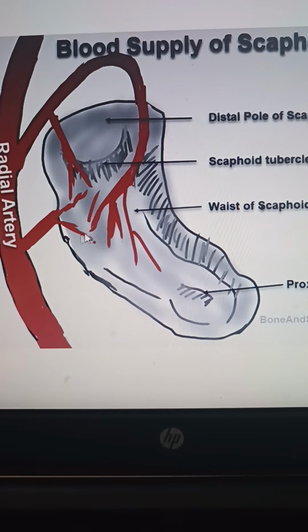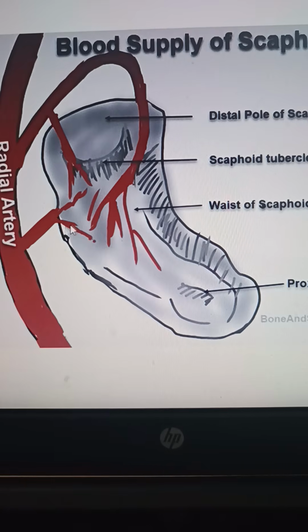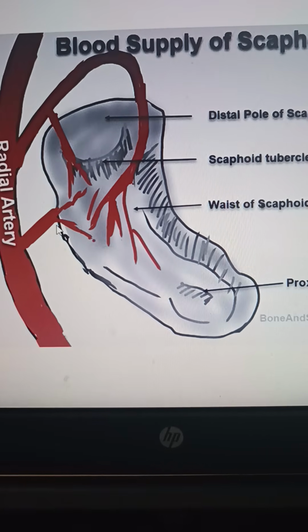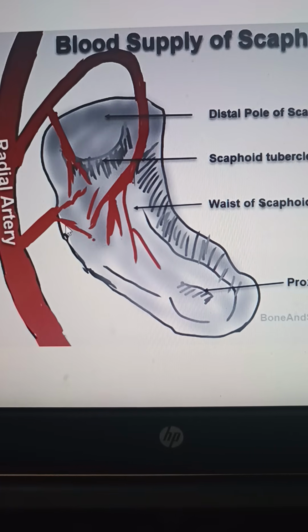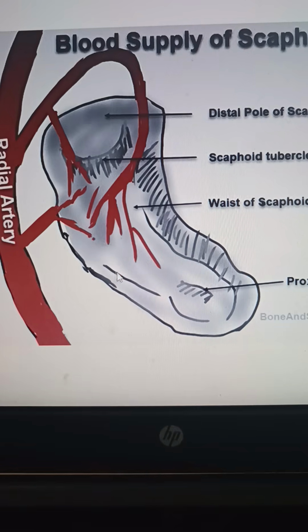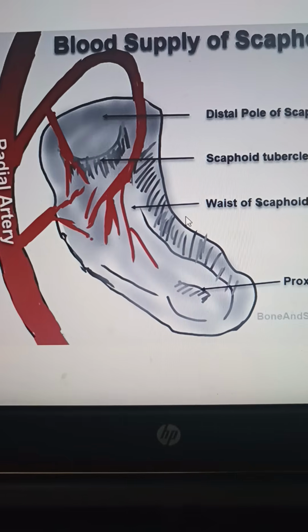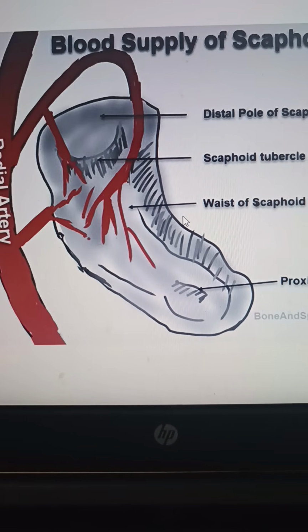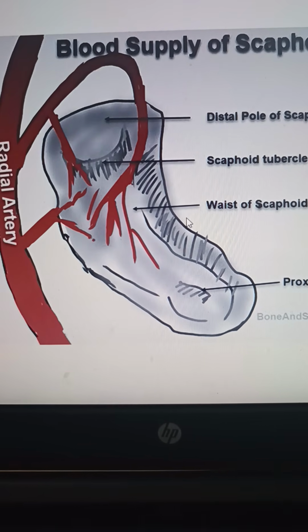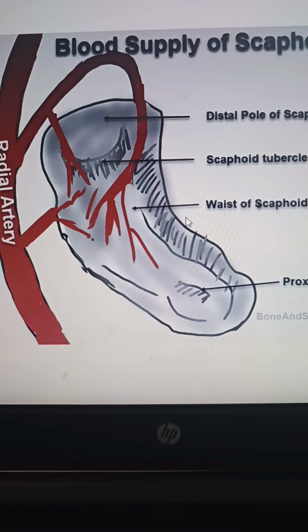The issue is if a fracture happens, which is very common in this aspect, in the waist of the scaphoid, there is literally a lack of blood supply to the proximal part, which will lead to a condition called avascular necrosis of the scaphoid, which is a notorious fracture for malunion or non-union, or it can also cause avascular necrosis.